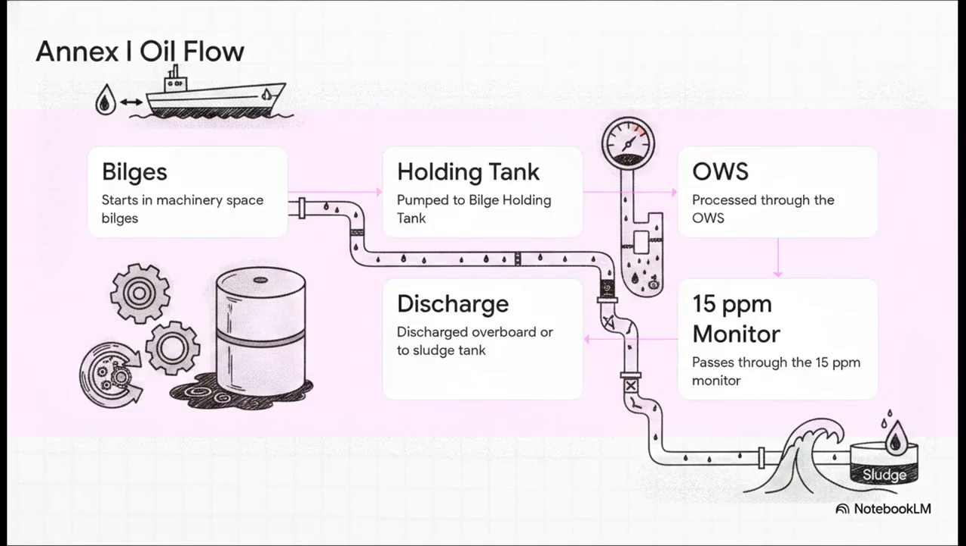Let's zoom in on Annex I for a second and track the actual mechanical story of a single drop of oil. Step 1. It starts down in the machinery space bilges. Step 2. It gets pumped over to the bilge holding tank. Step 3. It's processed through the OWS, the oily water separator. Step 4. It passes through the 15 ppm monitor. And finally, Step 5. Based exactly on that reading, it's either legally discharged overboard or redirected to the sludge tank. Understanding this mechanical flow step by step is completely non-negotiable for any engineering officer.